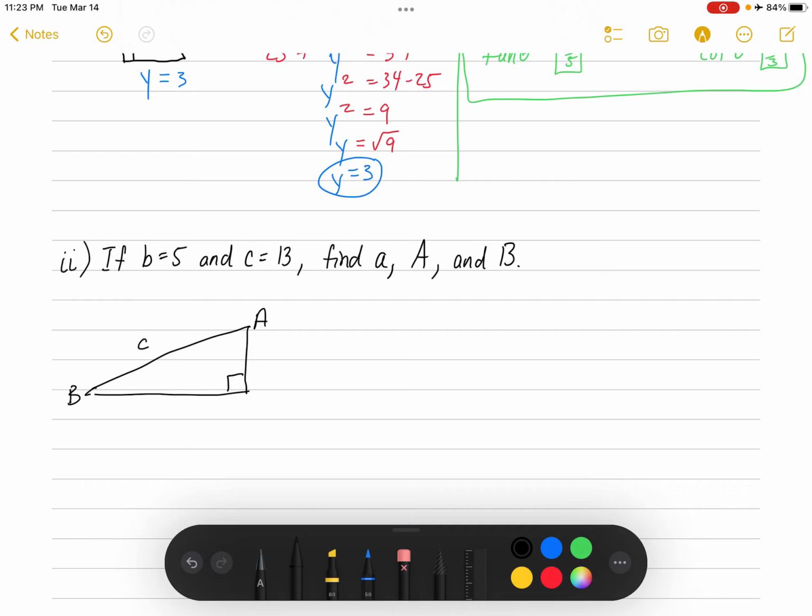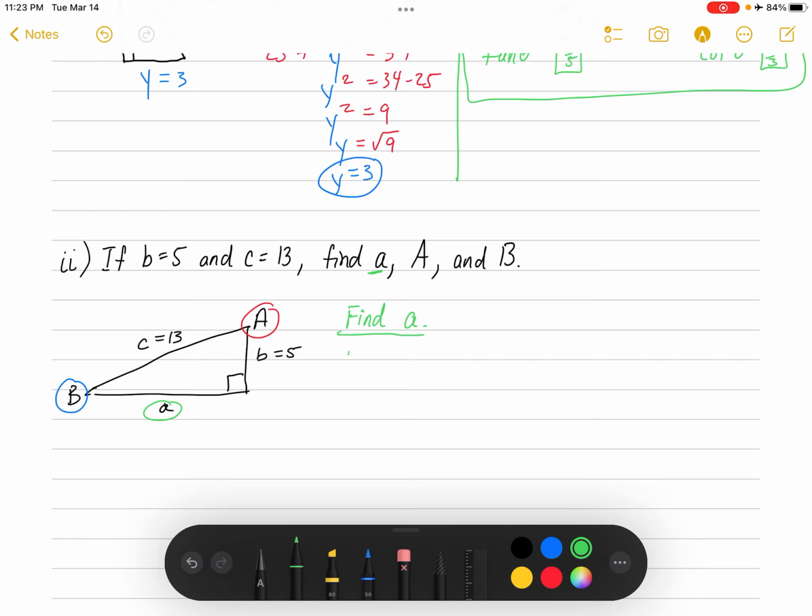We'll have little c, little a, and little b. Now what do we know? We know little b is 5, little c is 13. That's what's known. So the unknowns here are little a, big A, and big B. Those are the things we have to find. So I think the easiest thing to find here is little a first. Let's find little a, and we can use the Pythagorean theorem for that.